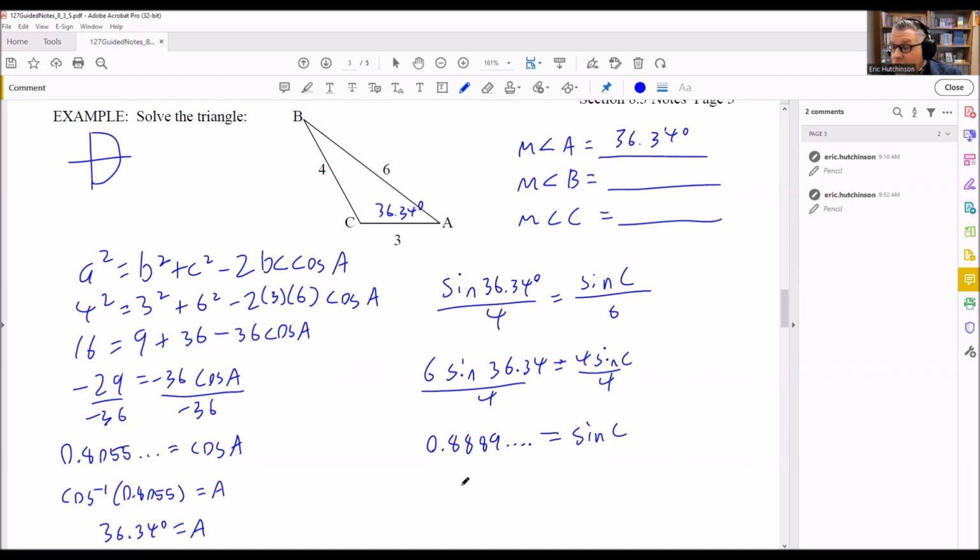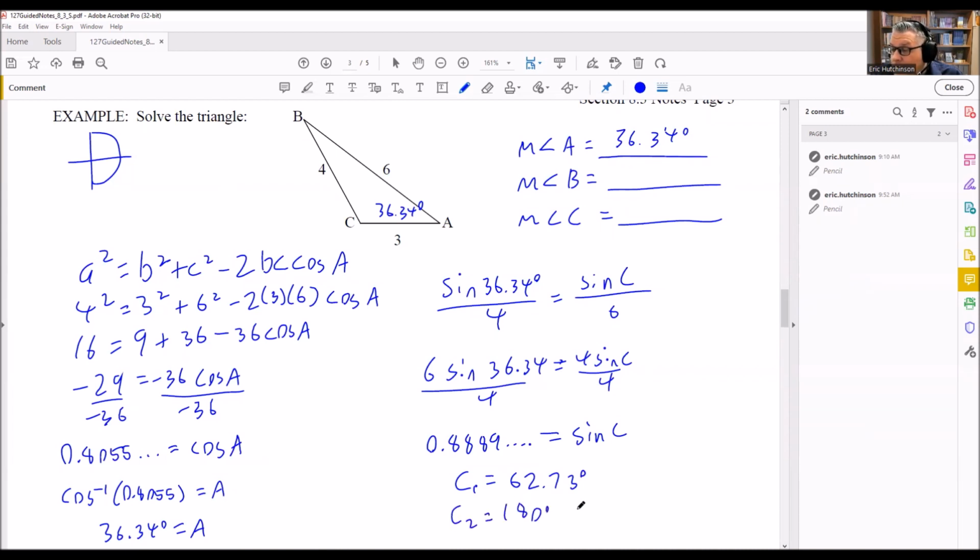Now, when we do this, we are going to get two answers because it's the inverse sine, because sine is positive in the first and the second quadrant. And so we will get two possible solutions. The first one is what the calculator gives, and that's going to be 62.73 degrees.